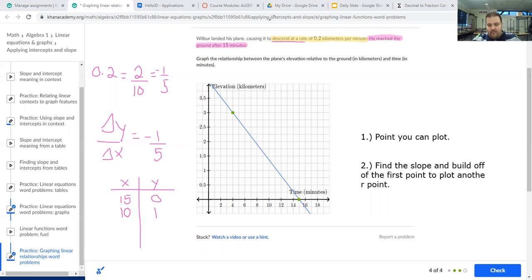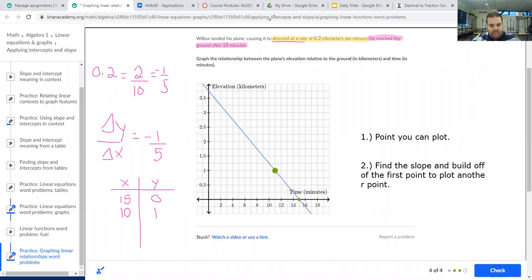I can now plot that point, which is 10, 1. And again, you could have done some other work to calculate maybe the y-intercept up here or something else. But 10, 1, that would be a proper point. Or you could have found 5, 2, or 0, 3. Any of those would have worked.